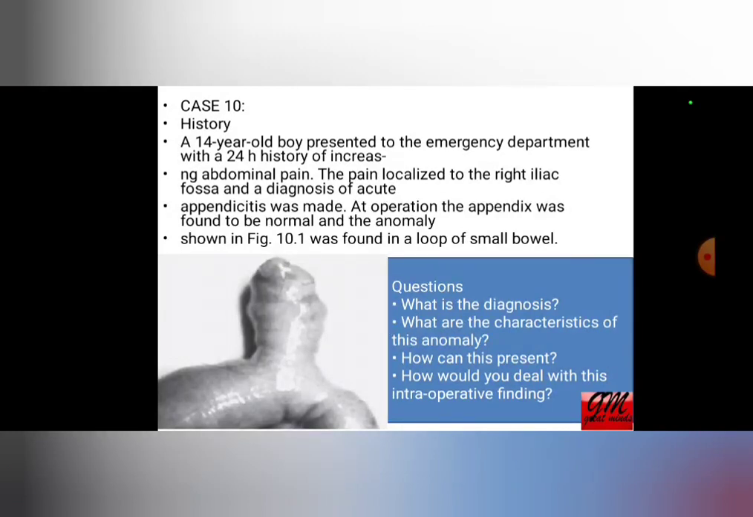So how will you deal with it intraoperatively? When you want to resect the Merkel diverticulum, you must make sure that you resect with all the tissues of the Merkel diverticulum, all the ectopic tissues. I've told you that the Merkel diverticulum is made up of gastric tissue, intestinal tissue, and large intestinal tissues. You should resect all of them.